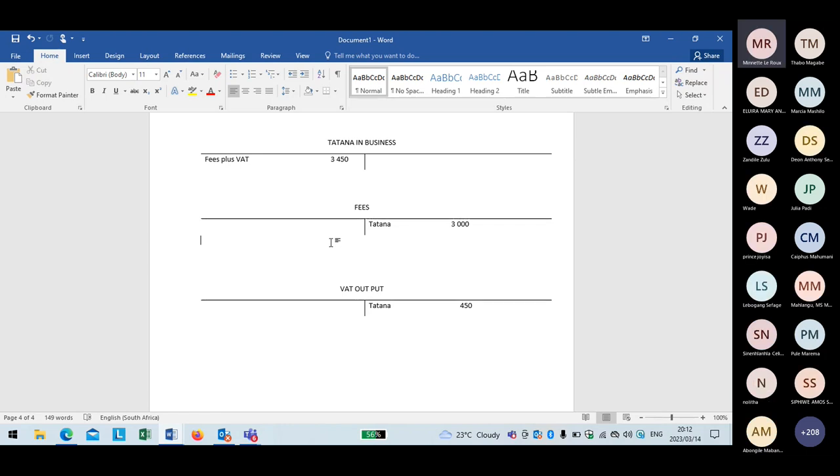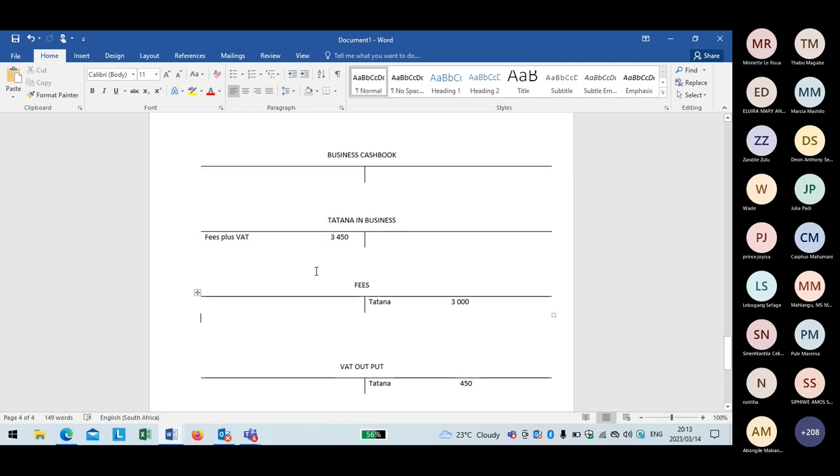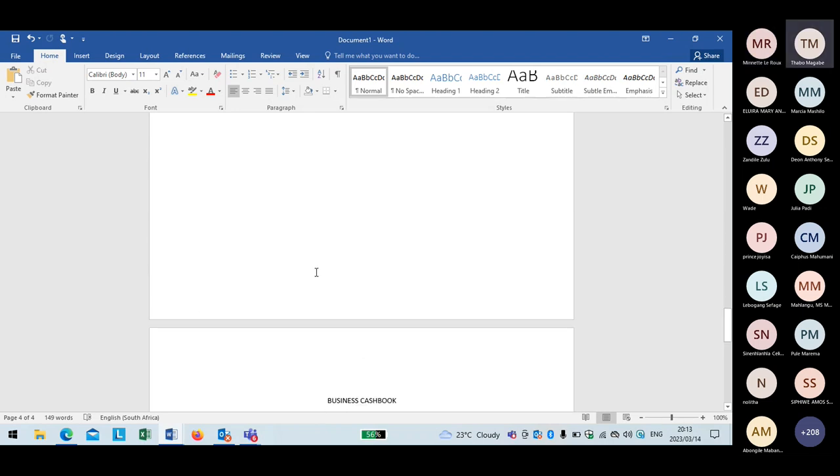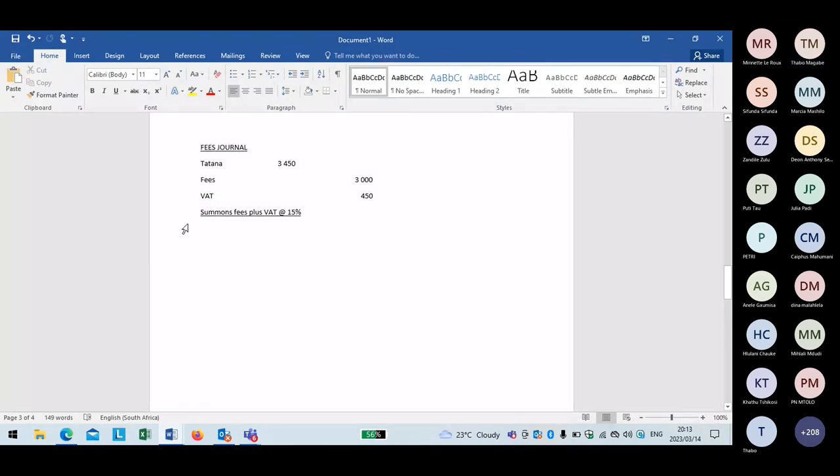You will credit your fees, or debit your fees with the 5% discount. Right. So you would go back to the fees journal. You'd go back to the fees journal, and what you will do in the fees journal is that.